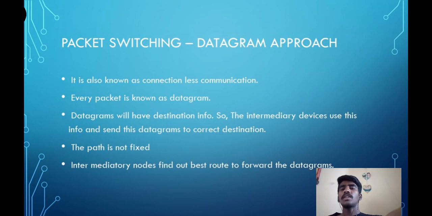So firstly, see datagram approach. It is also known as connectionless communication, whereas virtual is connection-oriented communication. Every packet in the datagram approach is known as a datagram. A datagram will have destination info like the IP address and MAC address. So it takes the data to the destination first, thereafter it searches for the path. Intermediate nodes find out the best route to forward the datagrams thereafter.